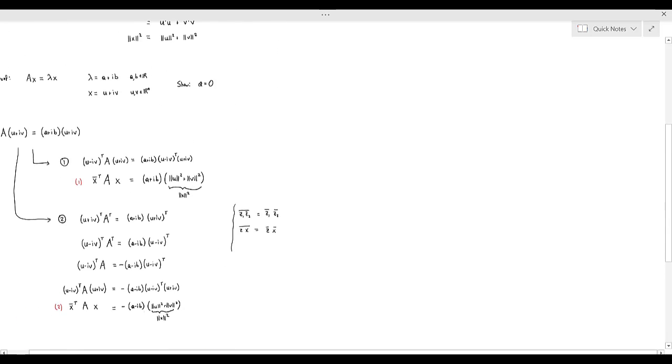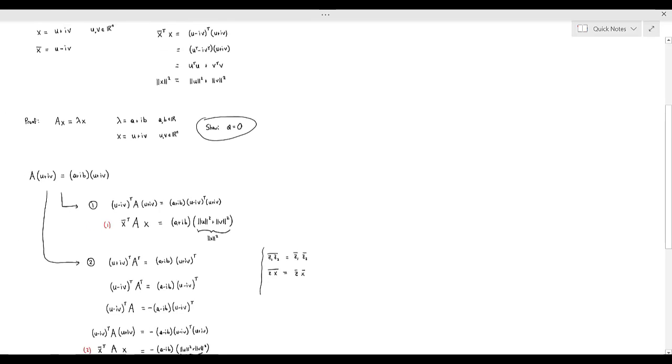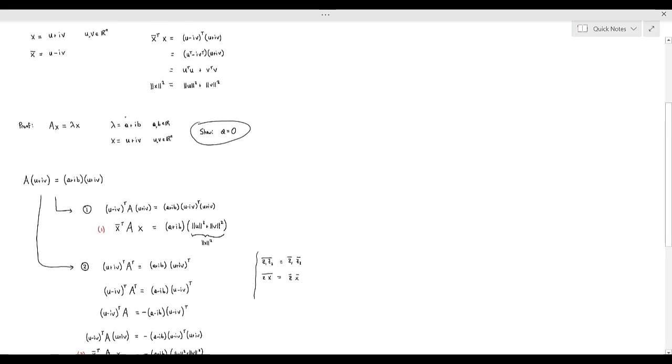So a being equal to 0 is what we were trying to show. Okay. So a being equal to 0 means that our eigenvalue was of the form ib, so it was purely imaginary.